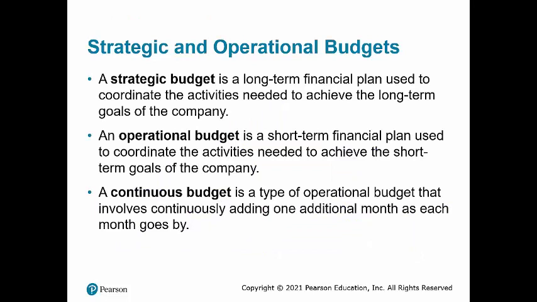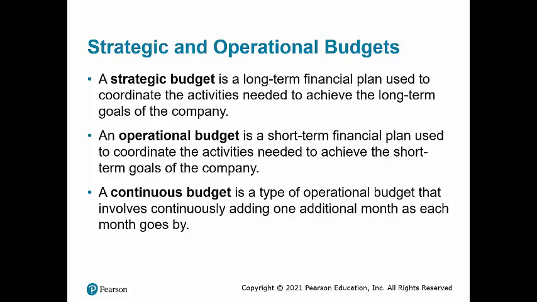Again, the strategic budget is going to be to coordinate the activities for the long-term goals of the company, often 3 to 10 years, and again, they are usually less detailed as budgets for shorter periods. The operational budget, though, will be a short-term financial plan to coordinate the activities needed to achieve short-term goals, and usually will be much more detailed.